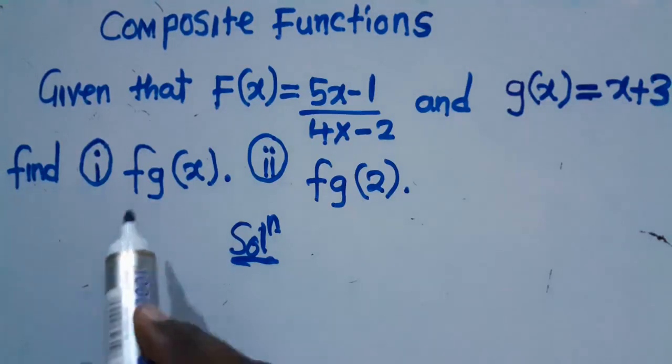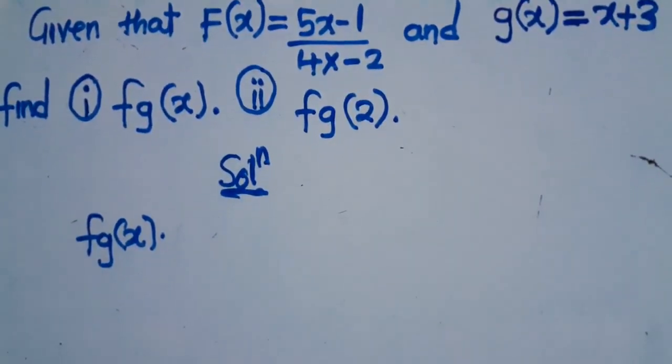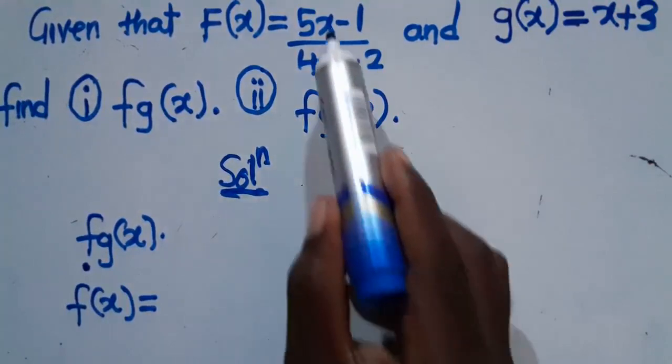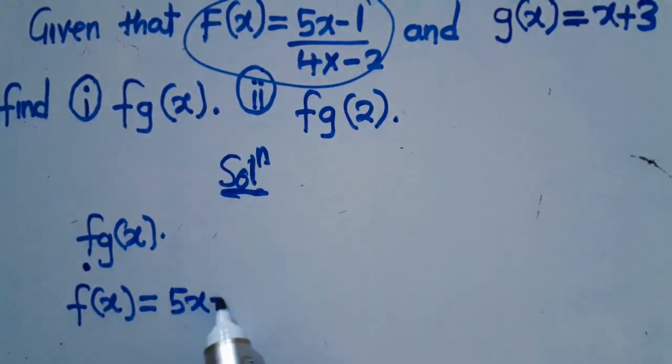So now, we've got this first one here. This is the first one that we are given. That is fg of x. This is what you are given. This is what you want to find. How can you answer something like this? The first thing that you need to do: the function which is given is what? It is f. So get the function f. f of x is equal to 5x minus 1 over 4x minus 2.